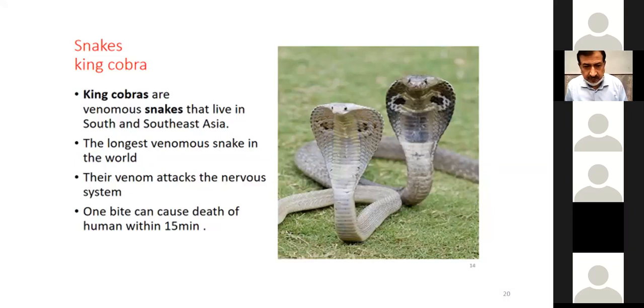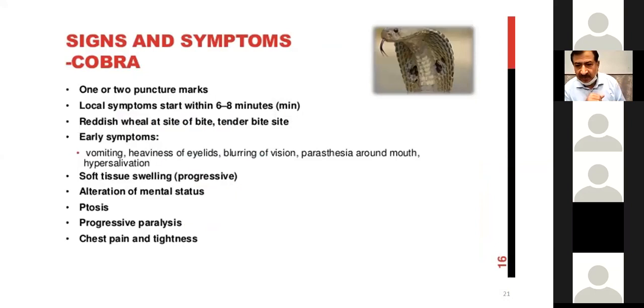Signs and symptoms of a cobra snake bite. You can find one or two puncture marks at the injury site, which are caused by the fangs. Local symptoms: irritation at the injury site, pain and swelling within 6 to 8 minutes. Reddish weal appearance at the site of the bite, tender bite site. Early symptoms: vomiting, heaviness of the eye and lip, paralysis of the limb, tongue, mouth, hypersalivation. Soft tissue swelling at the site, which then progresses to other parts of the body. Alteration of the mental state, progressive paralysis, chest pain and tightness.